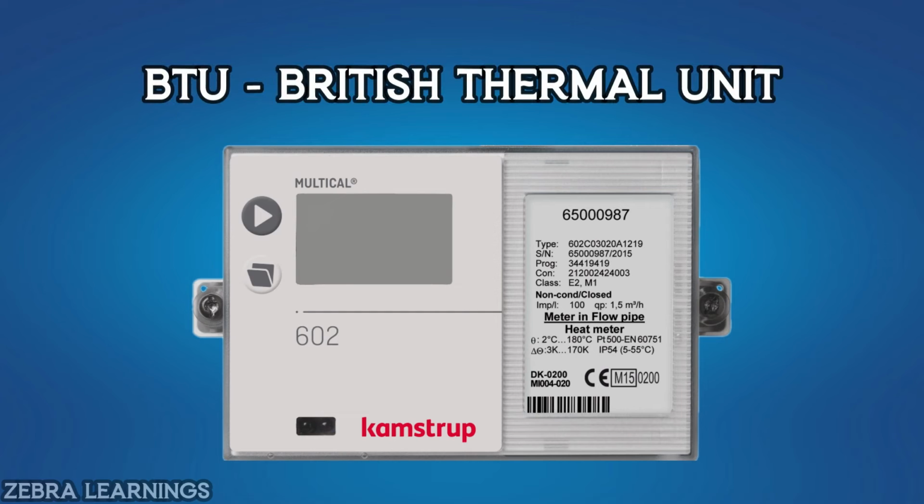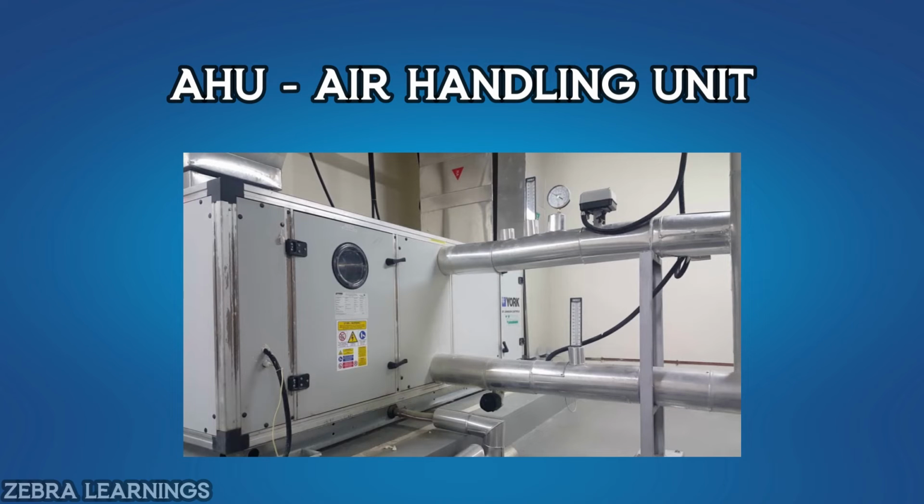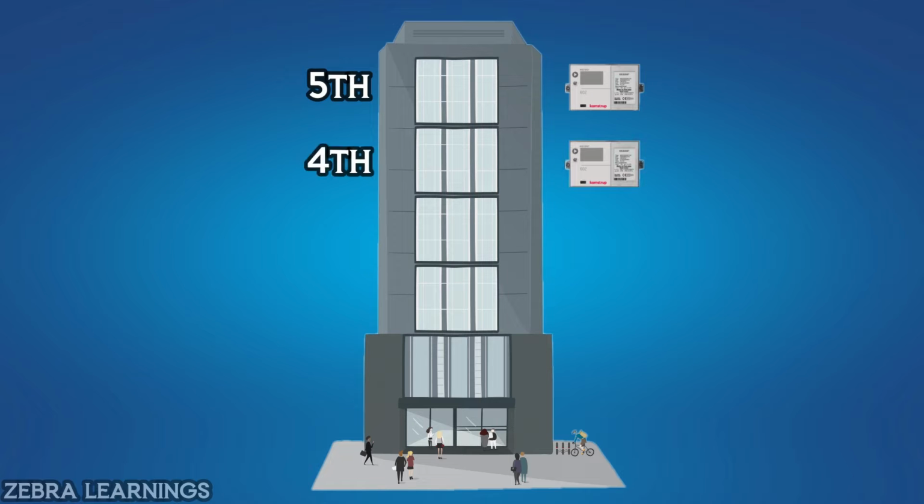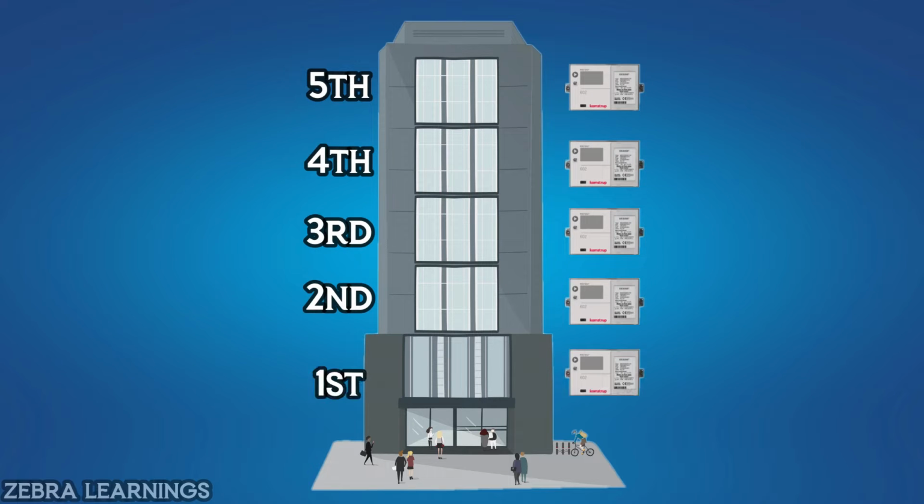A BTU meter is a device that measures how much heat is transferred in a cooling or heating system. We can see this device in an AHU. This device is mostly used in commercial buildings. If there are 5 companies in a building, the BTU meter is used to calculate the energy consumption of each company separately. Now let's know how this BTU meter works.